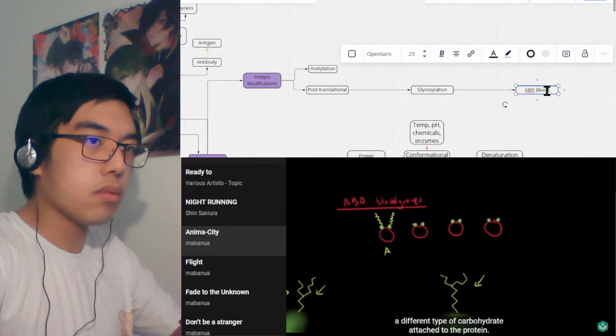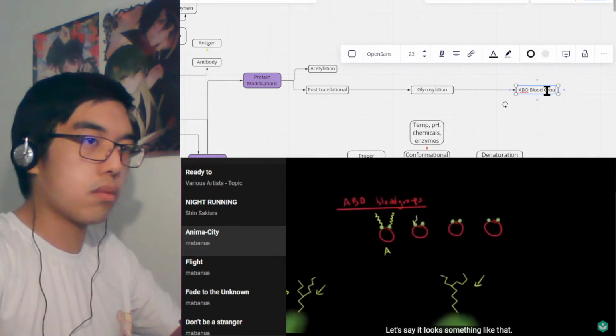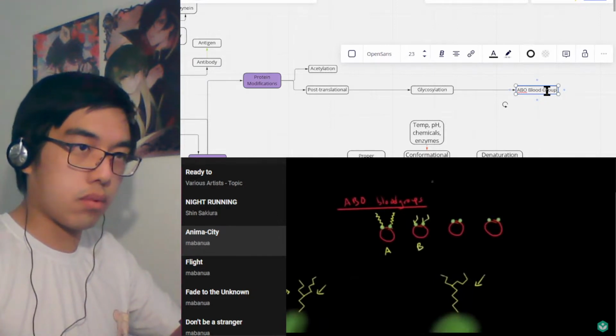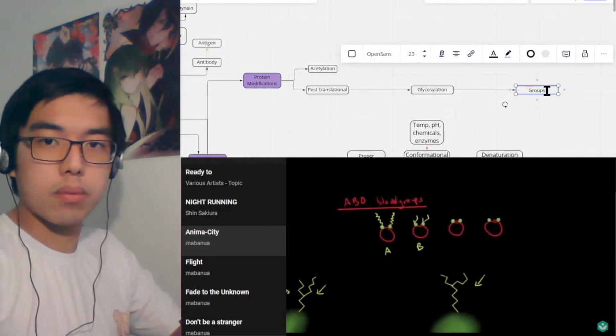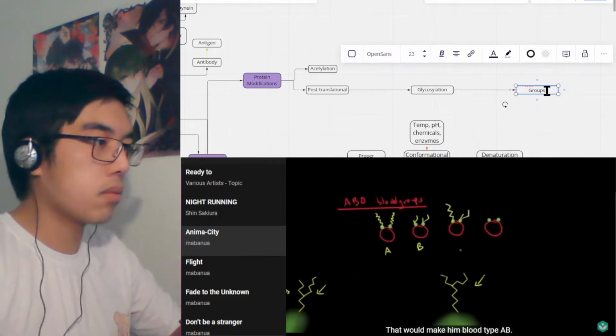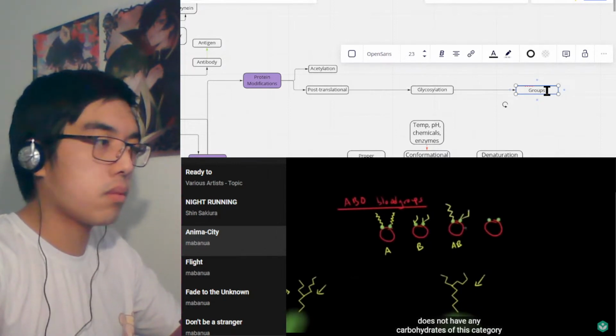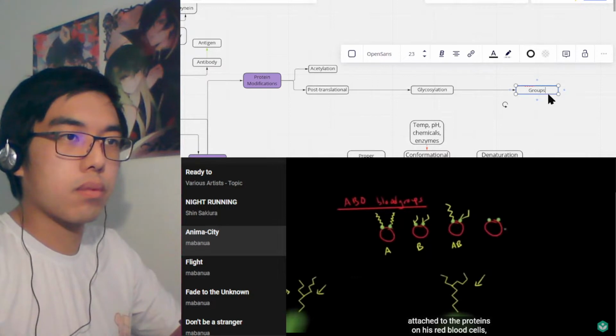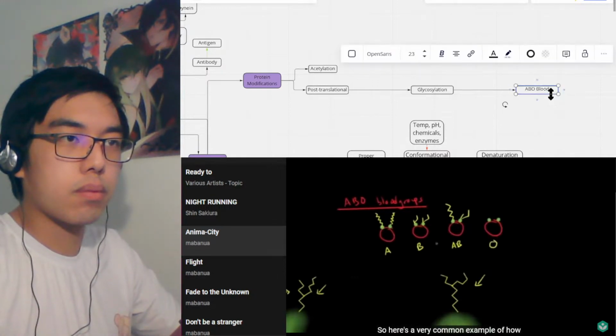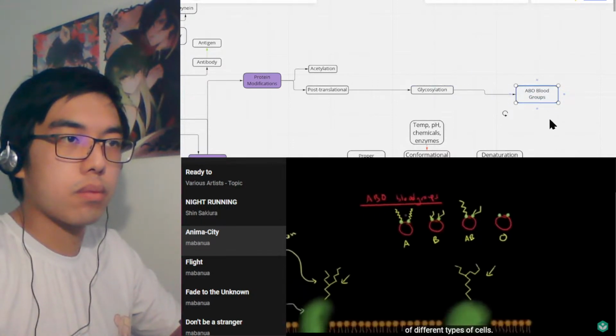Let's say that this person has a different type of carbohydrate attached to the protein, something like that. That makes them blood type B. Let's say that this person has both of those carbohydrates attached to his red blood cells. That would make him blood type AB. And let's say that this last person does not have any carbohydrates of this category attached to the proteins on his red blood cells, and so that makes him blood type O. So here's a very common example of how glycosylation is used in the identification of different types of cells.